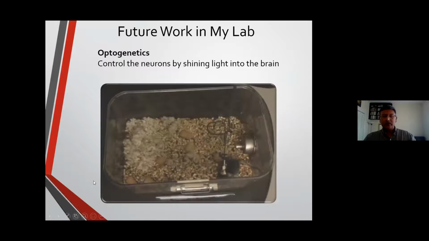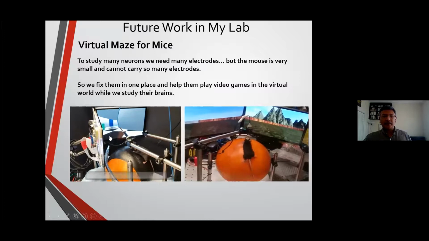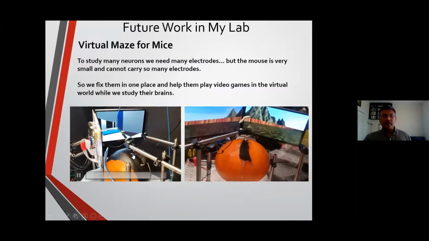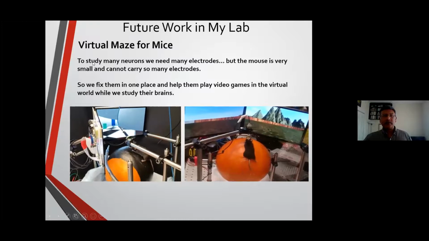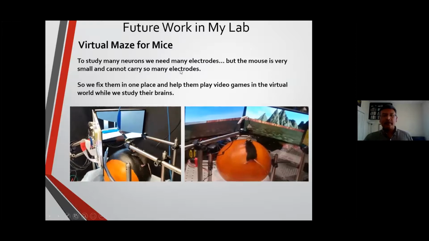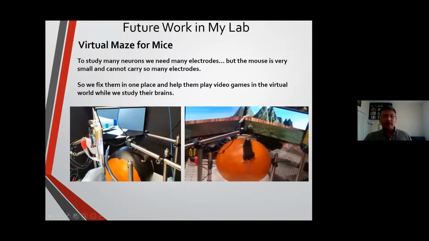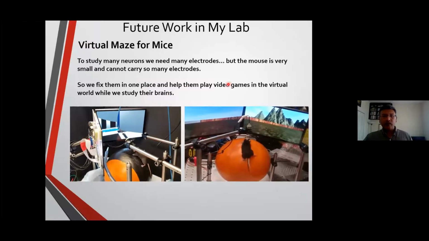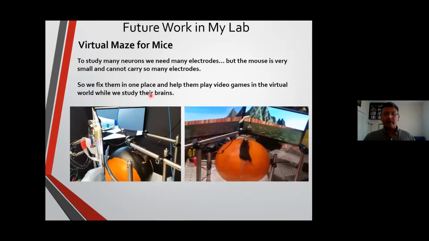We don't know if it's going to work, but for now, the other thing we are doing is we have these new virtual reality environments for animals. The idea is we want to be recording from many, many neurons. Because the mouse is really small and has to carry many electrodes, we have tried to fix them in one place. Let me pick this. Yeah, we are fixing the animals in one place, and as they're playing a video game, we're trying to record from their brains.